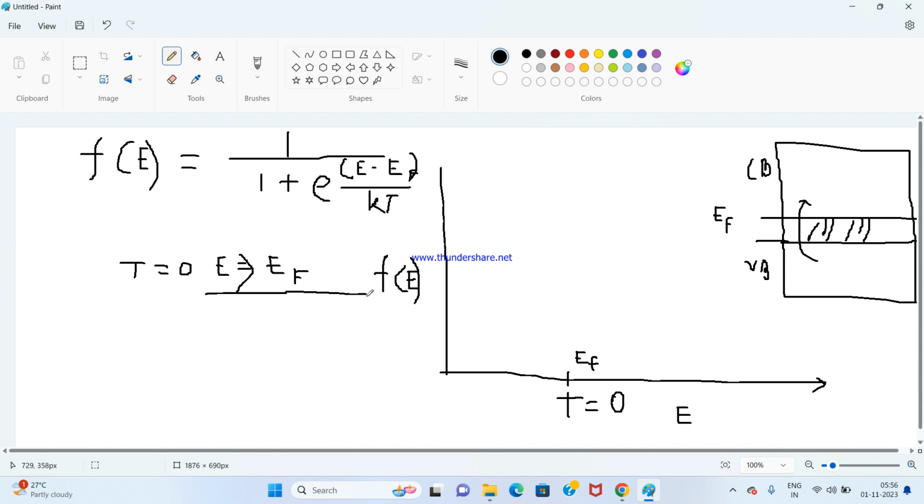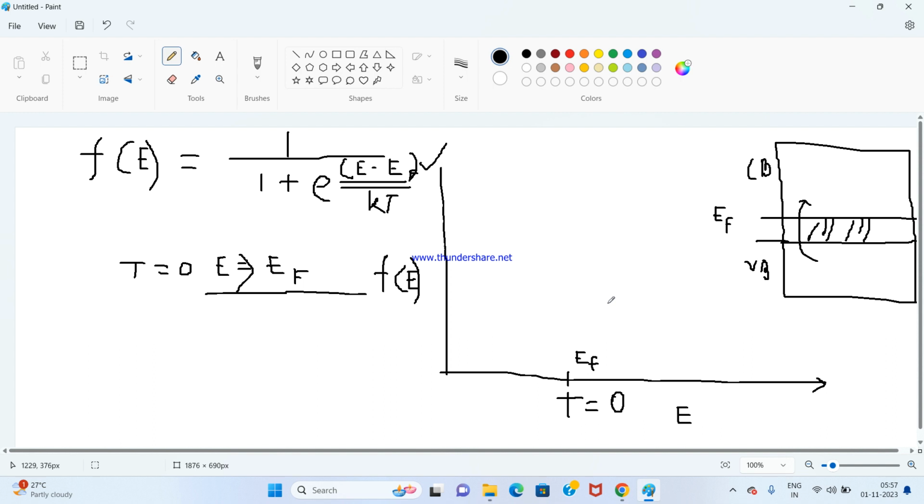Now if E greater than EF, then E minus EF is greater than 0. So this term is positive. And T is 0, something by 0 is infinity. So e to the power infinity means infinity, the entire denominator becomes infinity, and 1 by infinity is 0.